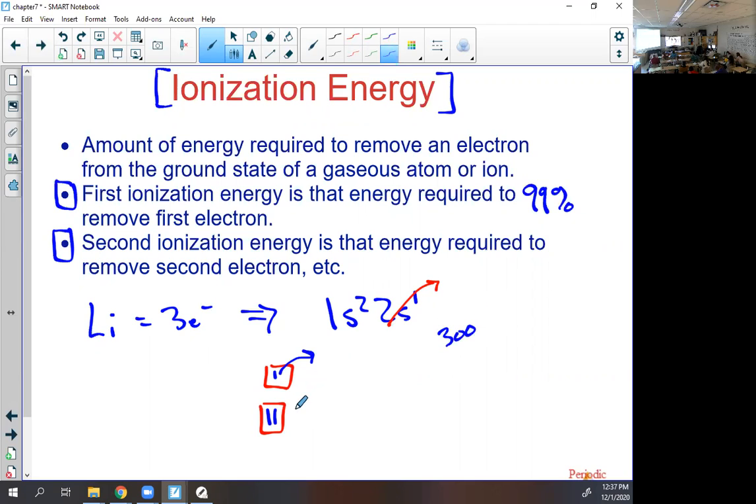IE2, we would now be trying to remove a core electron, and it would be like a ton higher. So the second ionization energy is the energy required to remove the second electron, and we could have third, fourth, fifth, sixth. Pretty much what we already talked about, the atom needing more energy as we remove more electrons. Yeah, it's definitely all related to everything we've done before.